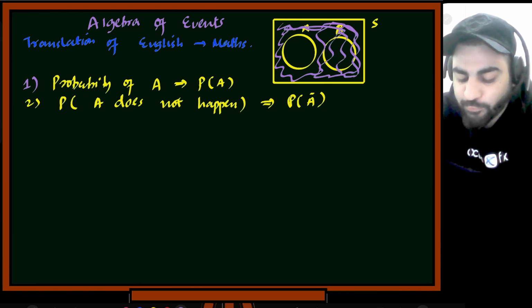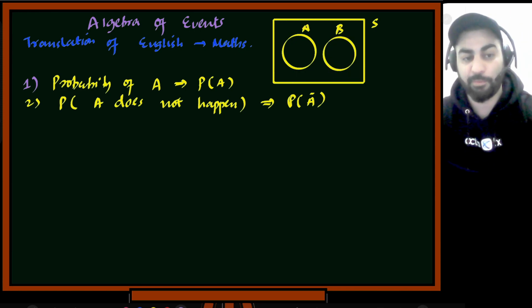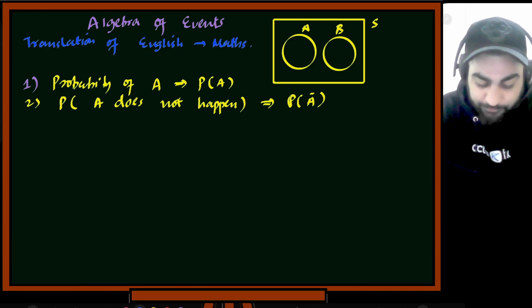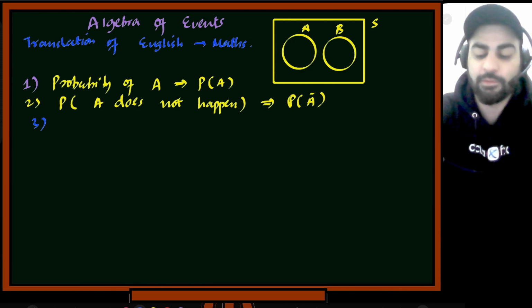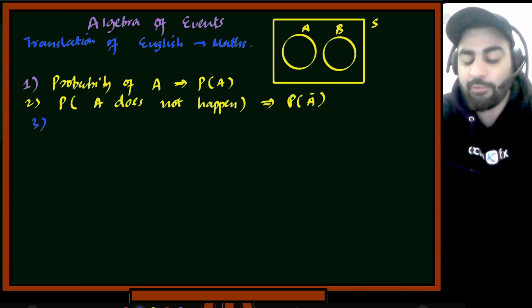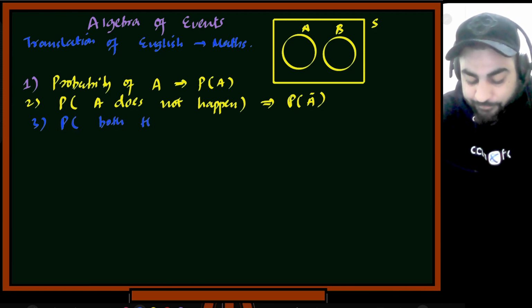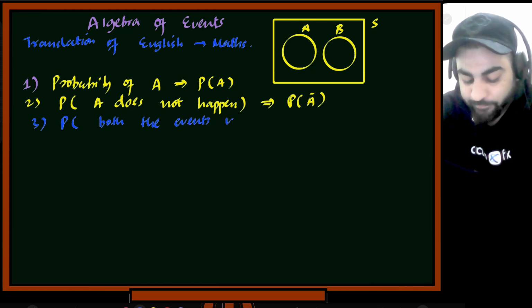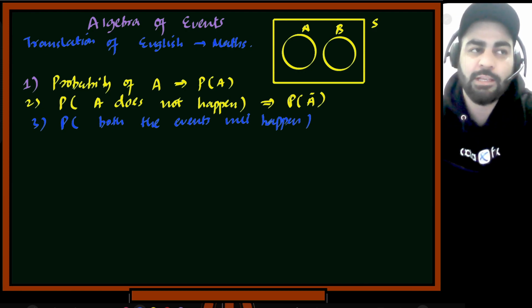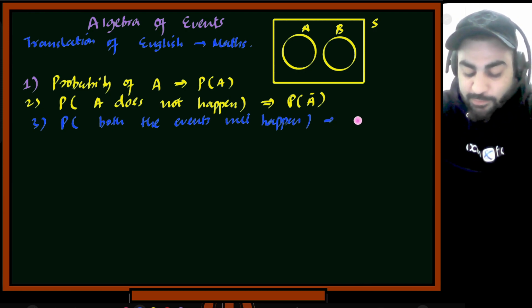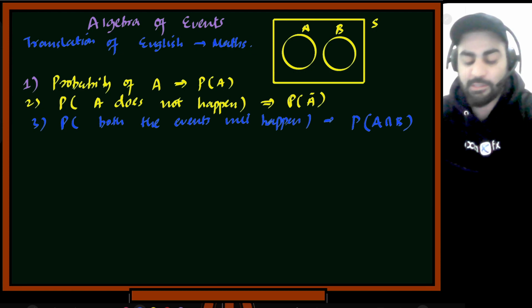This Venn diagram is really useful when you are solving questions. I'll show you that in the next couple of minutes. So the third thing can be, let's suppose, the probability that both of these will happen. Both of these will happen means A will happen and B will also happen. I'm just showing it with two events, so you can extend it if there are 3, 4, 5 events. So this means the probability that A will happen and B will also happen, that is, A intersection B.